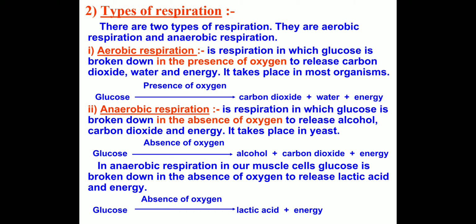In addition, anaerobic respiration takes place in humans also. That is, in our muscle cells, glucose is broken down in the absence of oxygen to release lactic acid and energy. So, children, this happens when we breathe very fast, or when we run, or when we move very fast, or when we do jogging or brisk exercises. At that time we may not get sufficient oxygen and we respire anaerobically. So, at that time glucose is broken down in absence of oxygen and it produces lactic acid and energy. That is why, children, we develop cramps in our leg muscles while doing heavy exercises, or while running, or while moving very fast, because at that time we respire anaerobically, that is in absence of oxygen.